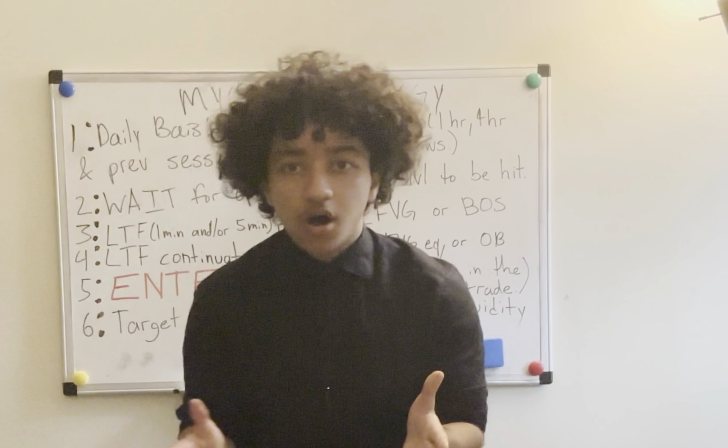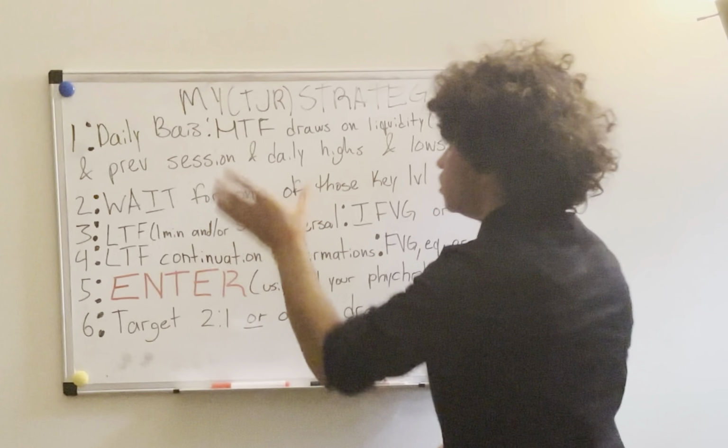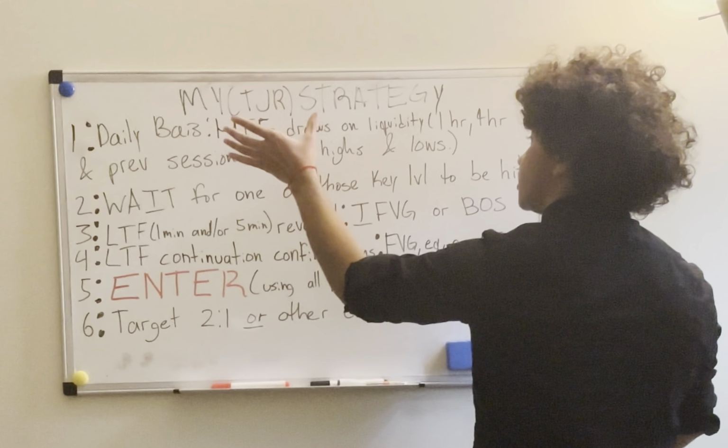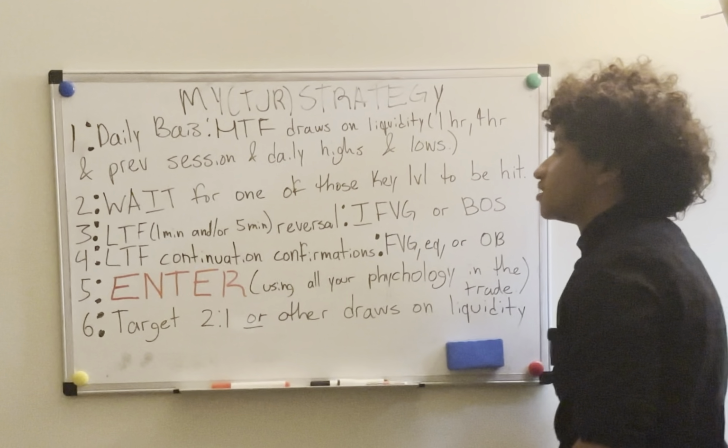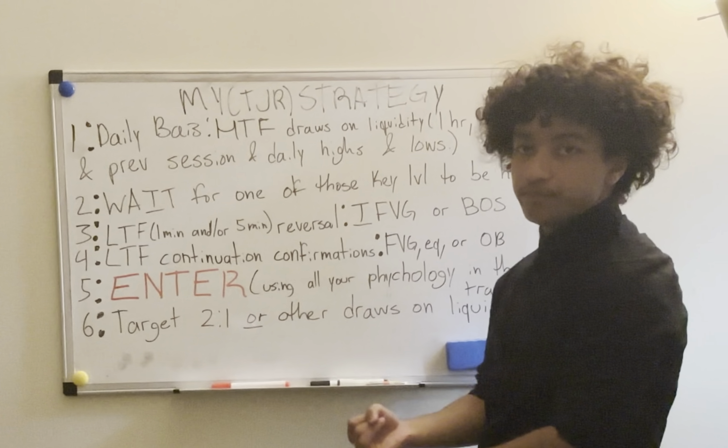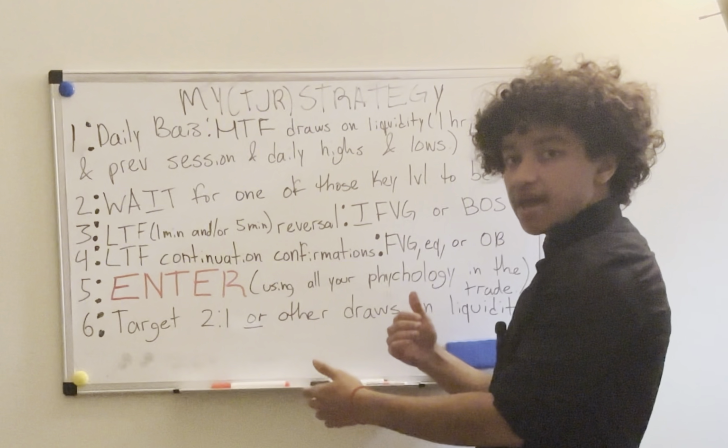We go into the high time frames and look for draws of liquidity. So this can be on the 1 hour, the 4 hour, the previous session, or the daily highs and lows. So we want to look for the highs and lows of the 1 hour, the 4 hour, the previous session, and the daily.